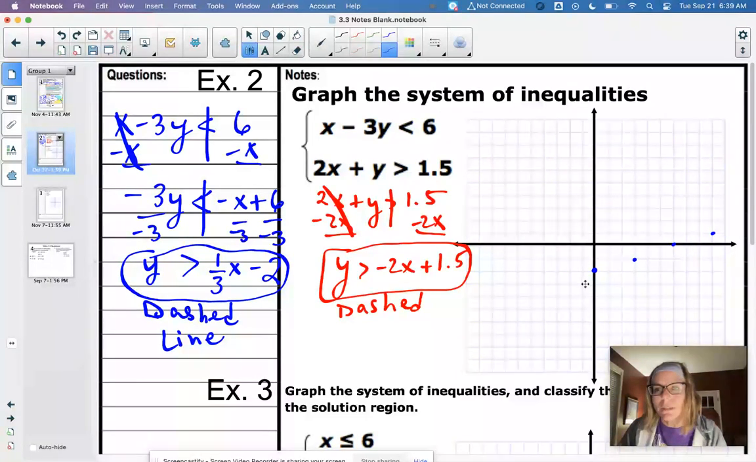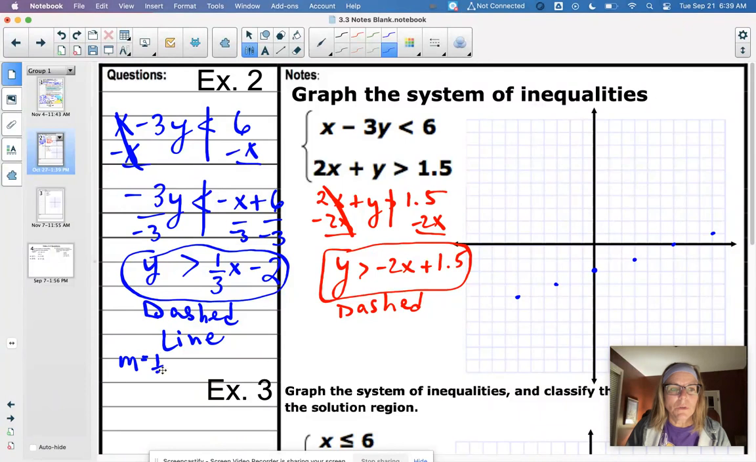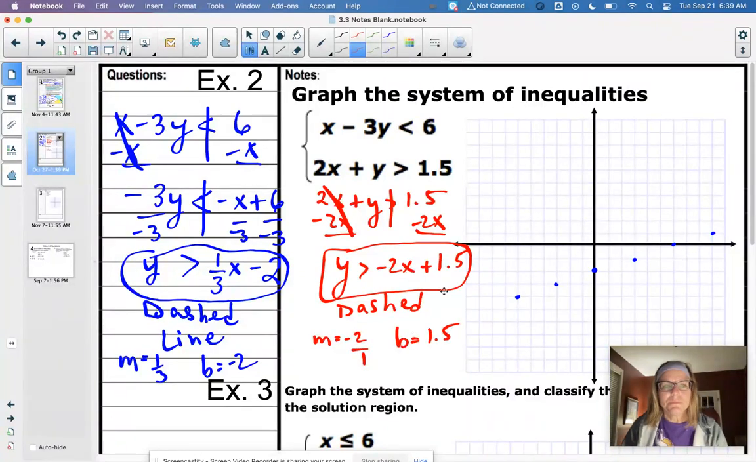Or down 1 to the left 3. So I'm going to write that here. So the slope is 1/3. The y-intercept is negative 2. And this line, the slope is negative 2, like negative 2/1, and the y-intercept is 1.5. All right, they're both dashed.